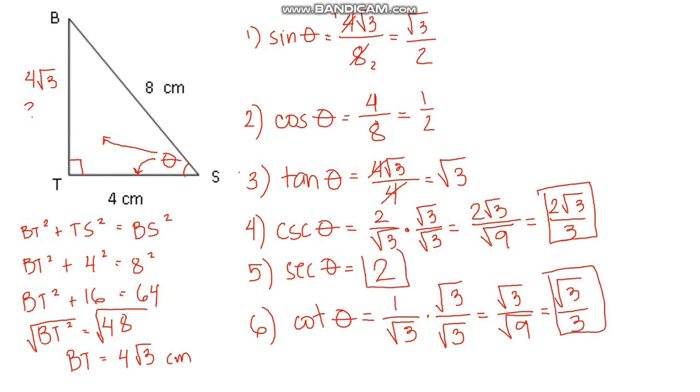So that's it. We now have the values of the trigonometric ratios of the given triangle. Okay, for our last example, let's say we have this given, which is sine of theta is equal to 5 over 7. Then we have to find the following.